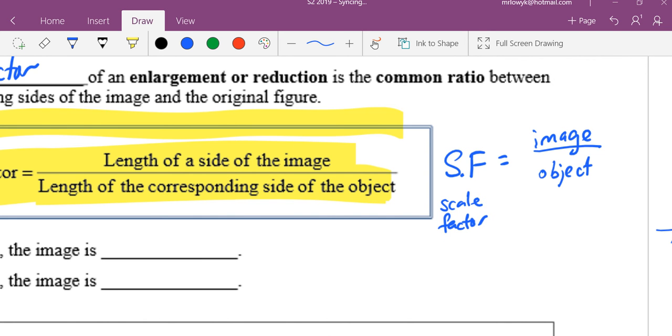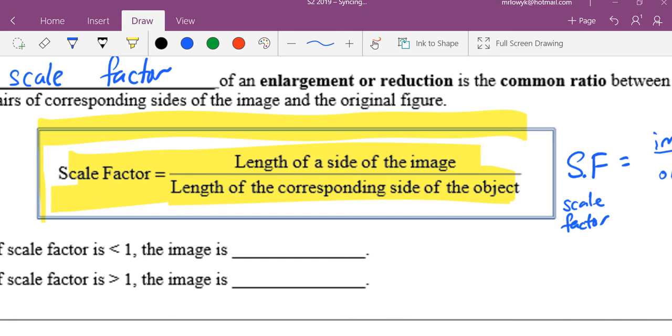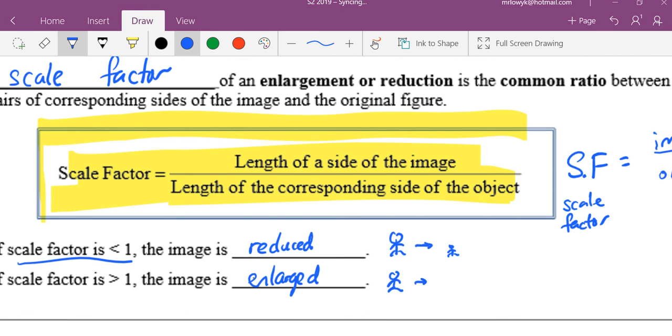Scale factor is equal to image over the object. So if I say the scale factor is less than 1, it means the image is actually reduced. Do you know what it means? That means I have a person, I will become a smaller person. Now, if the scale factor is more than 1, we say that it is enlarged. That means I have a person, it will become an enlarged version.